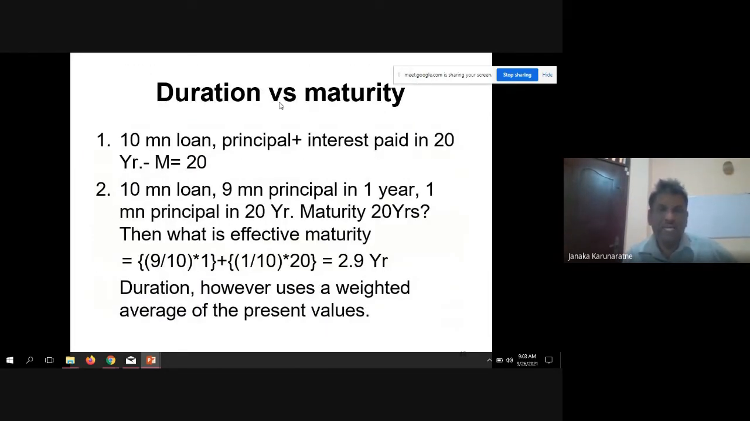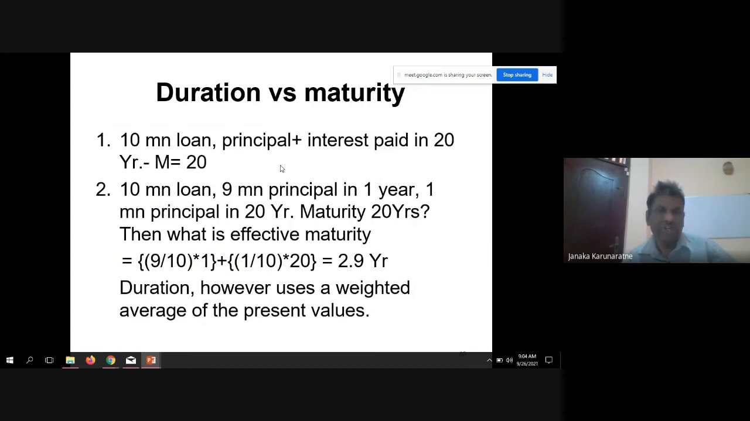Now, look at duration versus maturity. Take a very classic example, just for explanation. Hypothetical case: if you take a 10 million loan, with the entire principal plus interest paid in 20 years, right?